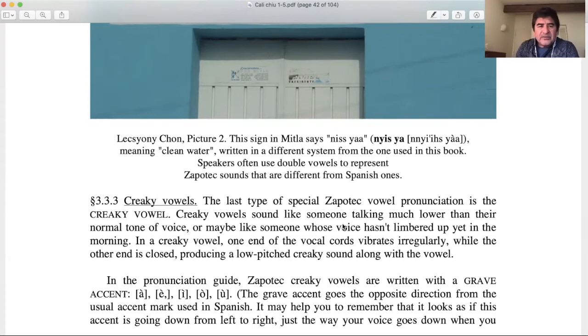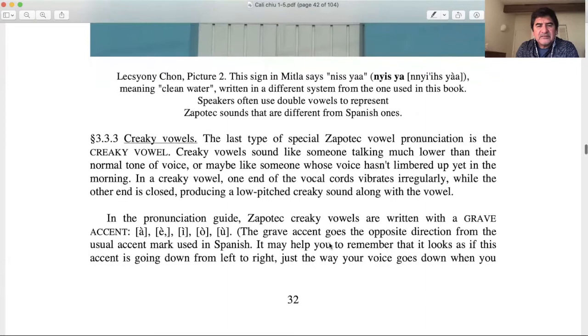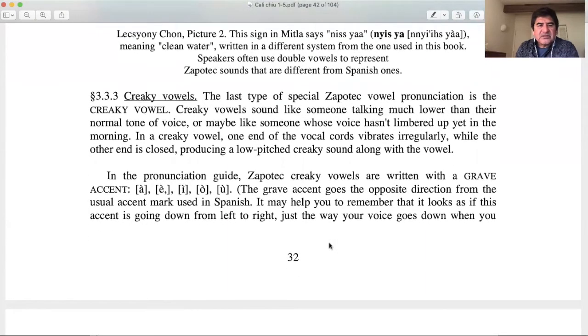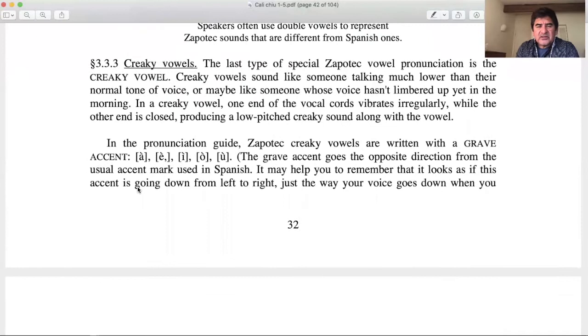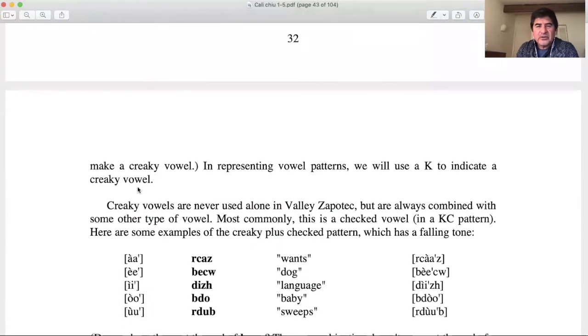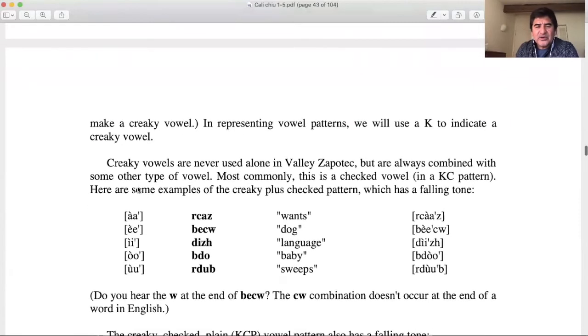And one thing that we need to know about creaky vowels is that they are represented by a grave accent. If you guys can just look at my screen at the bottom of page 32, you see that's right here at the bottom. So that's the vowels with the grave accents, not unlike the Spanish accent, but the one that goes the other way than the one that you use in Spanish. So whenever you see a vowel with a grave accent, it means that it is a creaky vowel. So now you might wonder what is a creaky vowel and what's the sound of it?